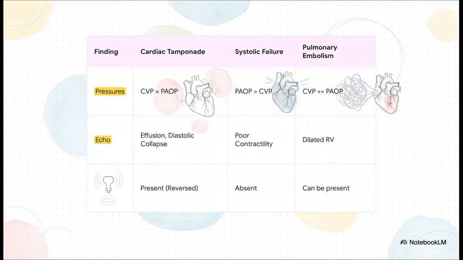How do you tell tamponade from other disasters? In tamponade, all the filling pressures equalize. In LV failure, the wedge is going to be way higher than the CVP. In a massive PE, the CVP is going to be sky high. But again, echo tells the story. Tamponade shows effusion and chamber collapse. LV failure shows a poorly squeezing heart. A PE shows a massively dilated, struggling RV. The context and the echo together give you the answer.